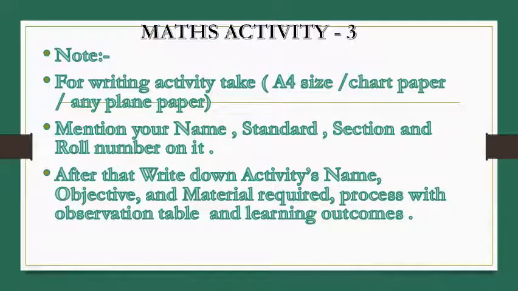Before starting the activity, note down some important points. For writing an activity, you have to take A4 size paper, chart paper or any plain paper. Don't forget to mention your name, standard and section. After that, write down the activity's name, objective and material required. Do the activity and at the end of this, you have to write down the learning outcome. So let's see our today's activity.